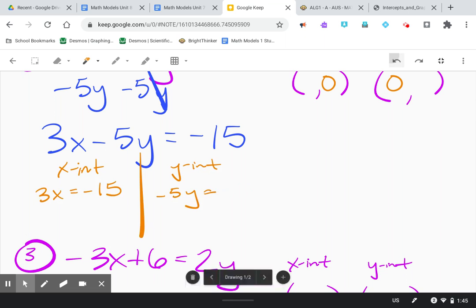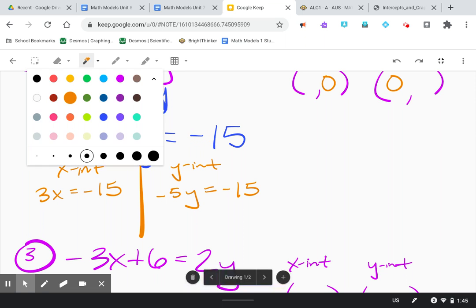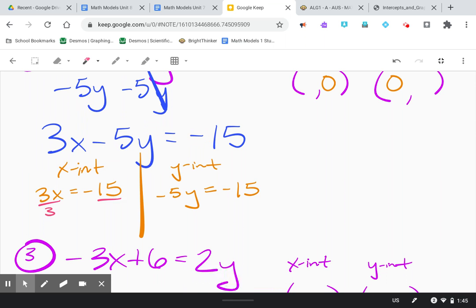Notice that the negatives came with the terms. So this negative goes with the 5, and this negative goes with the 15. You have to keep that in mind to make sure you're being careful about that. All right, so let's solve. We're going to divide both sides by 3 here, and we get x equals negative 5.